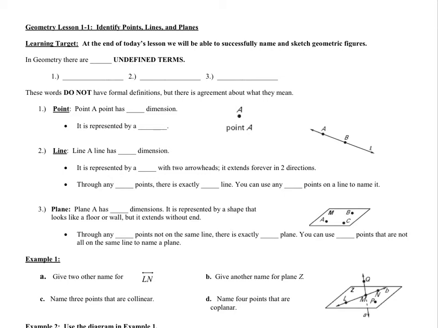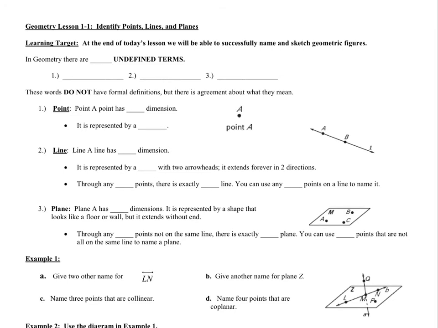In geometry, there are 3 undefined terms, and they are the point, the line, and the plane. These words do not have formal definitions, but there is agreement about what they mean. Point A, for example, has no dimension. It is represented by a dot.